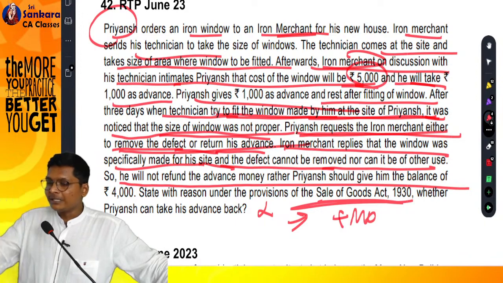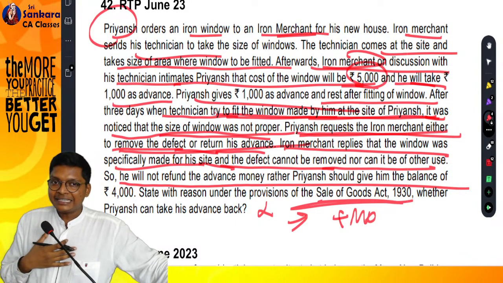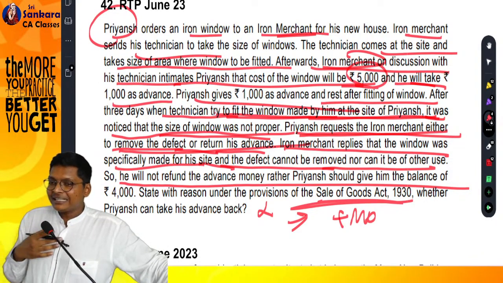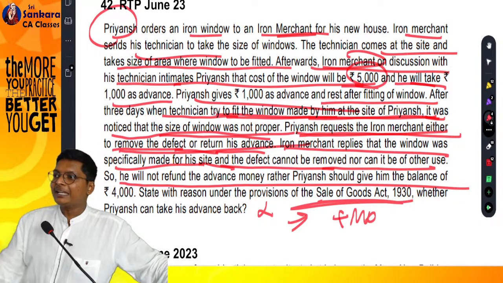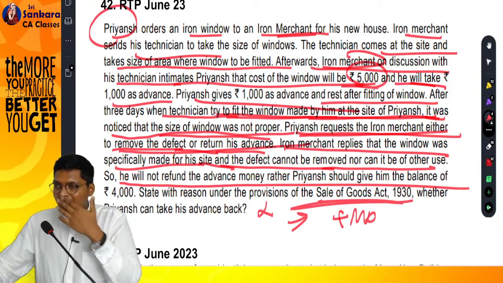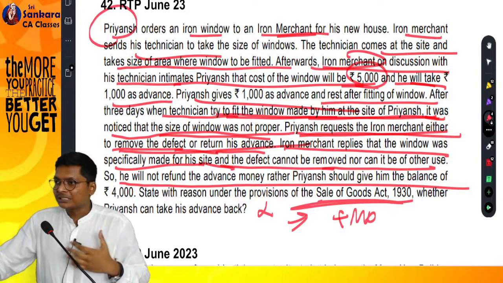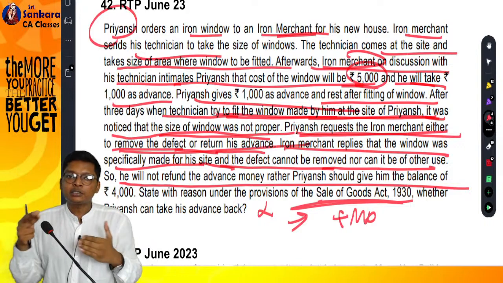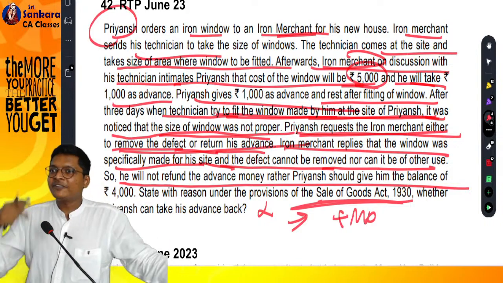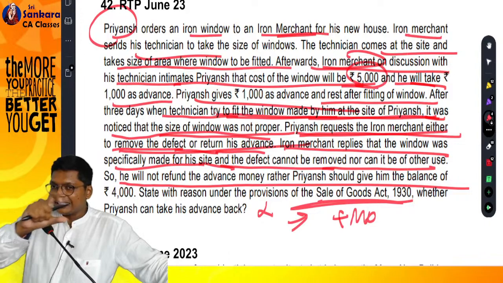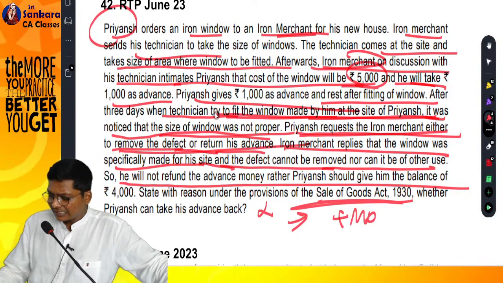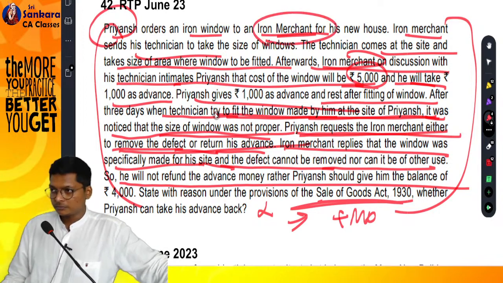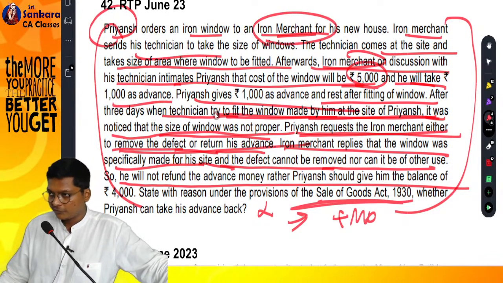What is he trying to communicate there? I am a seller selling only flasks; I have nothing else in my shop. Then you need not tell me that you need a flask. The exception there is if the seller is dealing only with one specific good. I am somebody who is selling only notebooks, long size notebooks, ruled notebooks. Then you need not specify the purpose. He is saying, if the seller deals only with that specific good. Here, is he dealing only with windows? He is an iron merchant; he will do a lot of work. So you cannot apply that principle here. Following?